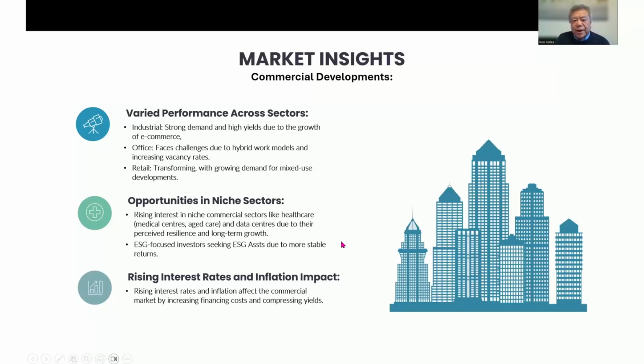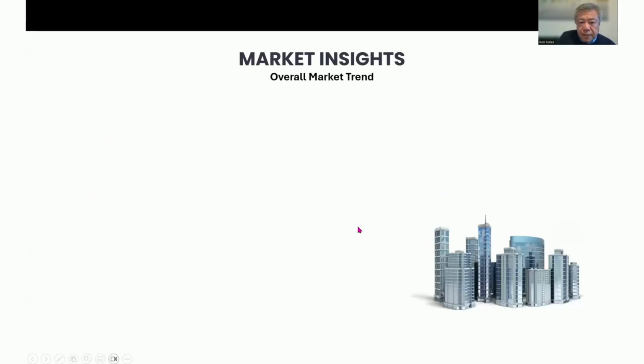The rising interest rates and inflation are causing a problem because the market is not as buoyant, purely because of the rise of these rates and inflation. So let's look at the overall market trend. Where are things heading in this particular climate and into the future?